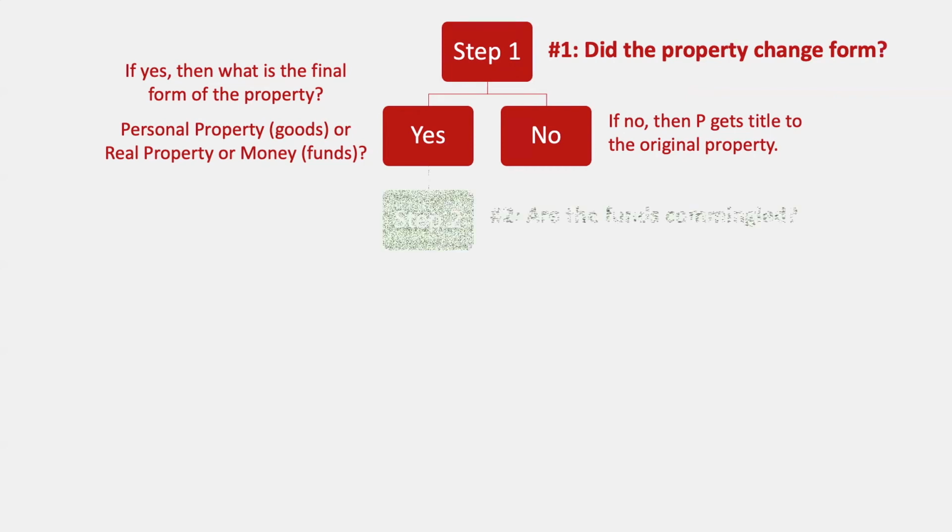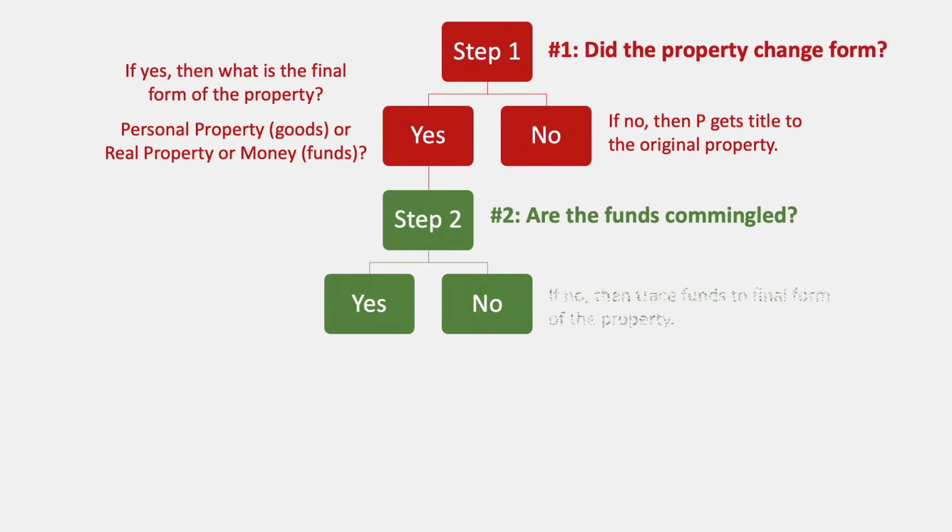But if it has changed form, well, now you have to look: if it's money, or even if it's another piece of real property or personal property, are these funds, or the funds used to purchase this property, commingled? If the answer is no, then you trace the funds to the final form of the property and you get that property. Because you embezzled this money that was used to purchase this new property, or you traded this house for this car. It's a direct connection. There's no issue.